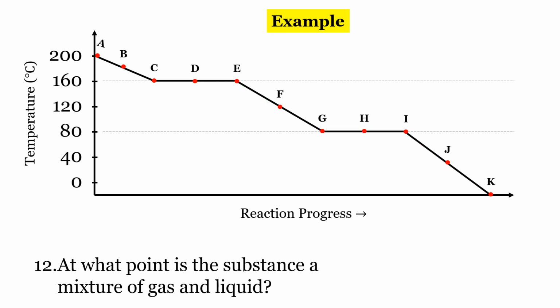All right, for this last question, it says, at what point is a substance a mixture of gas and liquid? So on our first diagonal, we are in a gas phase because this is a cooling curve. The middle diagonal is where we're in our liquid phase. So remember, the plateau is when we are changing states. So point D would be the point where we're going to be a mixture of liquid and gas.